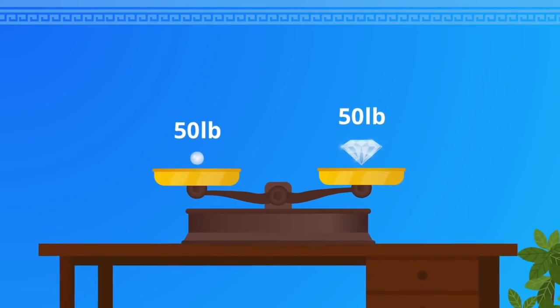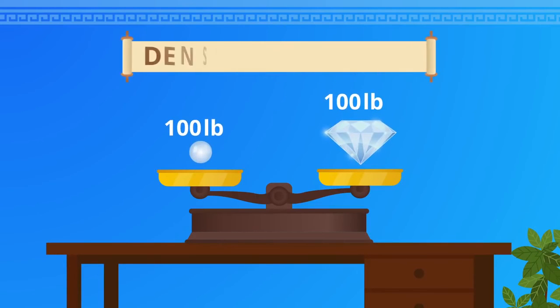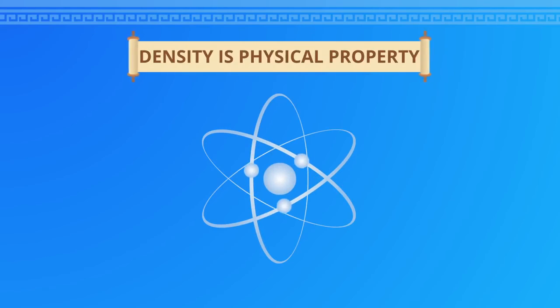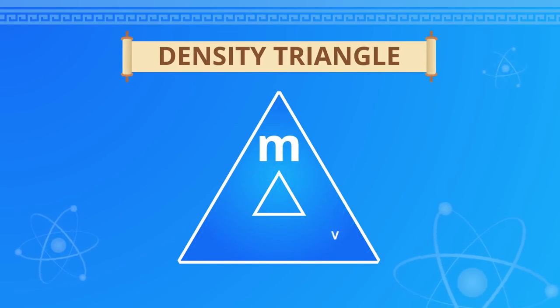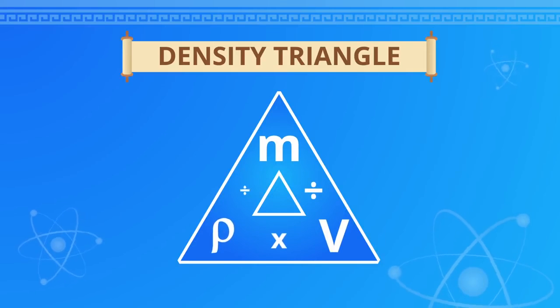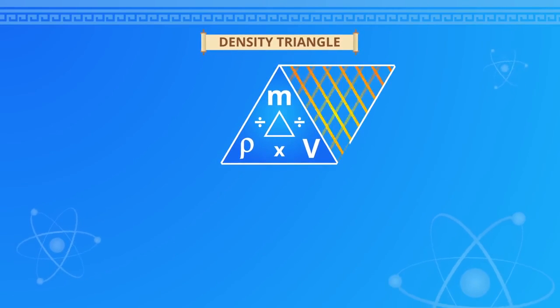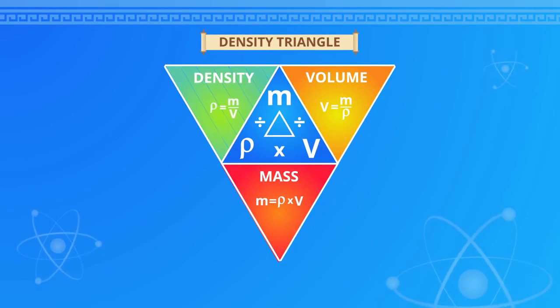Even though you can change the amount of substance to alter its mass and volume, the density of the material stays the same because it's a physical property of the substance. So, if you divide something's mass by its volume, you get its density. Because of the special relationship between density, mass, and volume, you can always use this triangle if you need to find a missing variable.